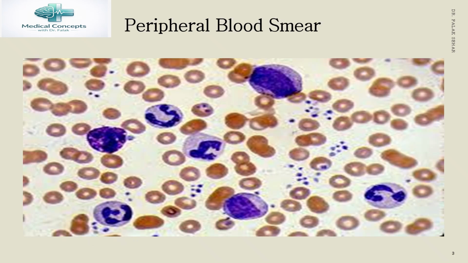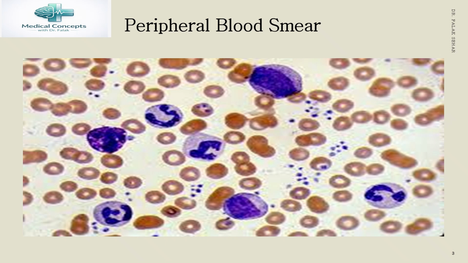Now look at this picture. This picture is known as a peripheral blood smear. And what is a peripheral blood smear? It's a thin film of blood that is spread on a slide, stained commonly with Wright stain or the Giemsa stain, and later examined under a microscope to evaluate the morphology and the distribution of various blood cells.